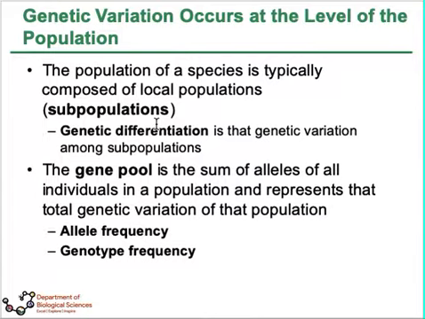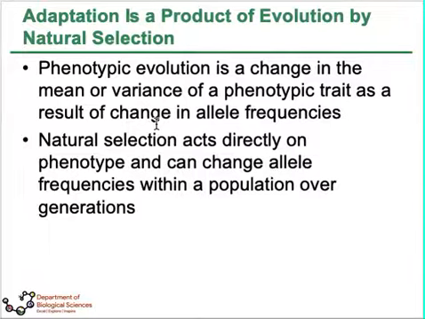So the frequency of the genotype actually can represent the frequency of a specific phenotype within the population. Okay, so phenotypic evolution is a change in the mean variance of a phenotypic trait as a result of allele frequencies. So in this case, natural selection acts on the phenotype. Okay? It acts on the phenotype.